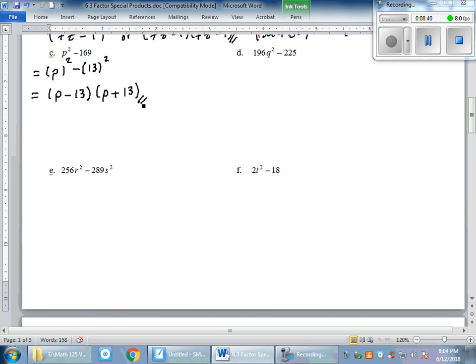196 is a perfect square number, which is 14 squared, so that will be 14q to the second power. I can rewrite it this way, right? Using the properties of exponents. Minus 225, which is basically 15 squared. So now I can see that this is a difference of two squares.